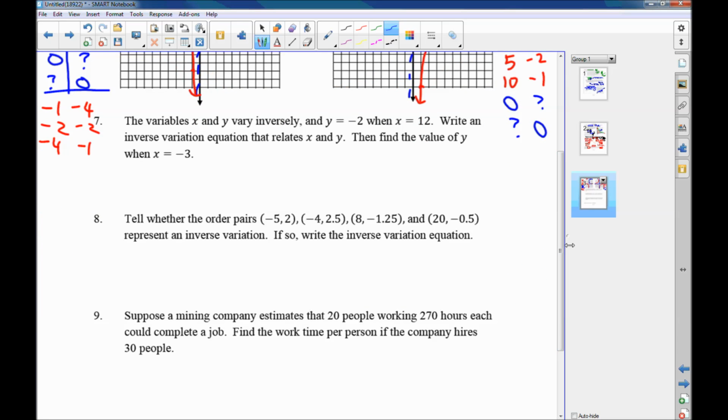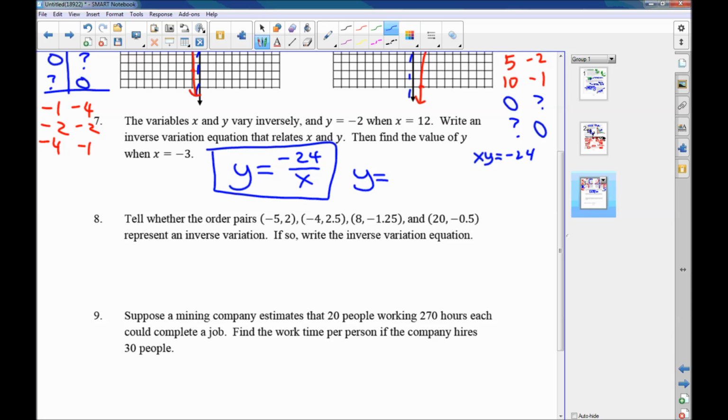All right. Number 7, the variables x and y vary inversely. And when y is -2, x is equal to 12. Write an inverse variation equation that represents x and y. And then we're going to do a second part. So I know that my constant of variation should be the xy pair multiplied together. So in this case, it's going to be -24. So I can say y equals -24 over x. There's my equation. Okay. Second part, find the value of y when x is equal to -3. So y equals -24 over -3, and this will make 8.